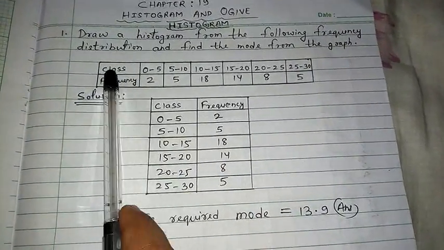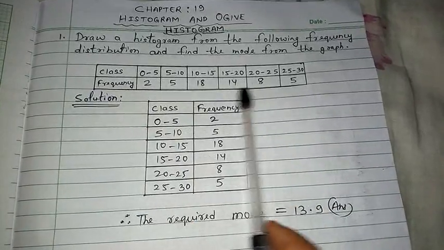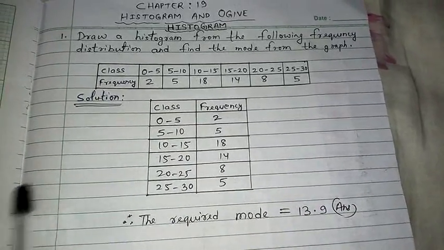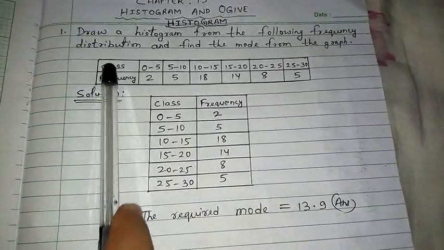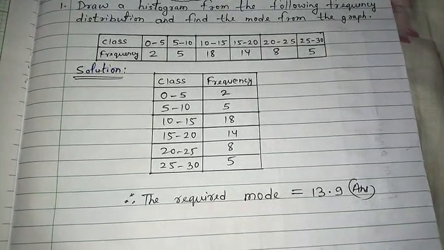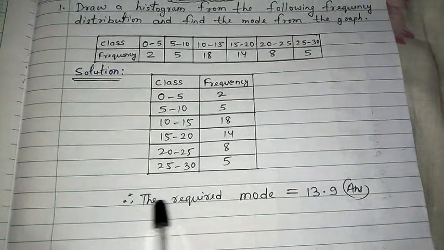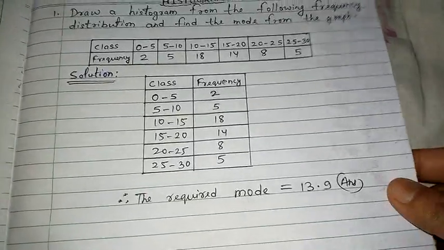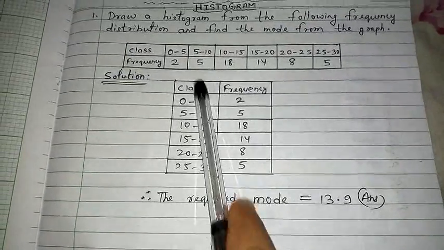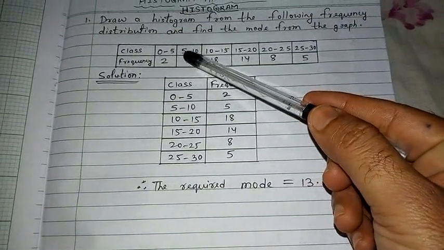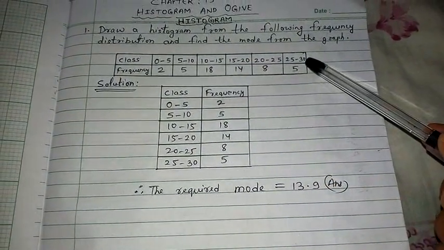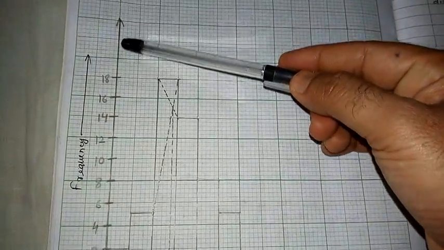In the solution, the same frequency distribution table, which is in horizontal form, we will make vertical. So this class line has come here and this frequency line has come here in the vertical form. The answer we'll write later, when we get it in the graph, not now. So first write the same thing here in this vertical way, 0 to 5, 5 to 10, 10 to 15, 15 to 20, up to 25 to 30. Now first you will draw a graph paper like this.